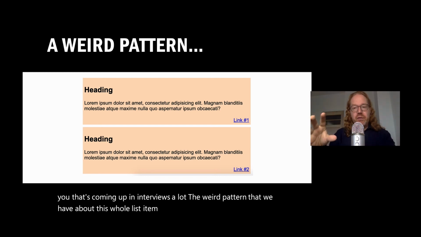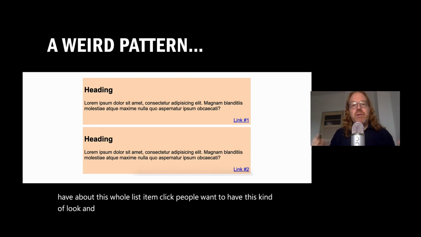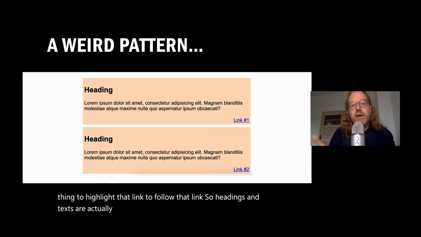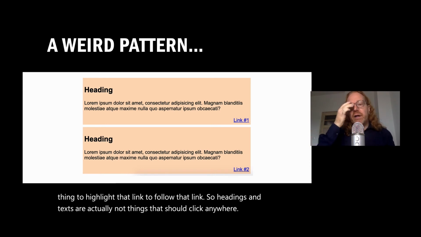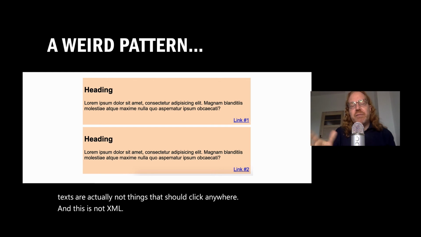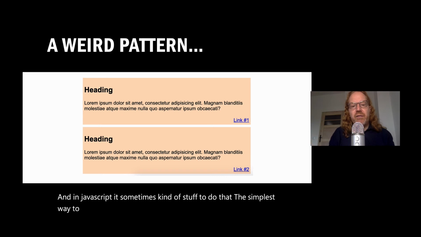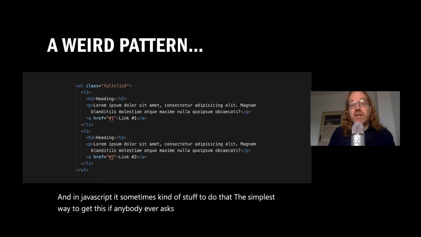People want to have this kind of look and feel, but they want to be able to click anywhere in that thing to highlight that link, to follow that link. So headings and texts are actually not things that should click anywhere, and this is not XML. And in JavaScript, it's sometimes kind of tough to do that. The simplest way to get this, if anybody ever asks you, is actually to generate CSS around it.